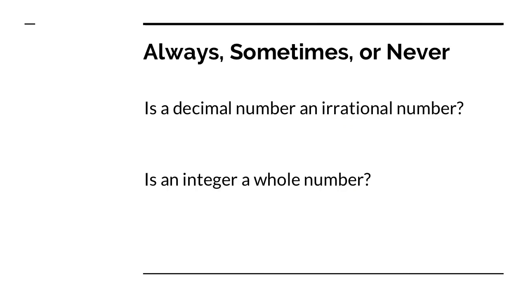All right, it's always, sometimes, or never time. I want you to think about each of these statements and decide, is it always, sometimes, or never? So for example, the first one, is a decimal number always irrational, sometimes irrational, or never irrational? Decide, write your answer down, and then go on to the next one. Is an integer always a whole number, sometimes a whole number, or never a whole number? While you're working, I want you to pause me and then come back for checking.